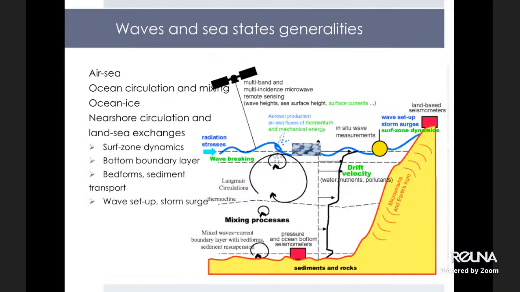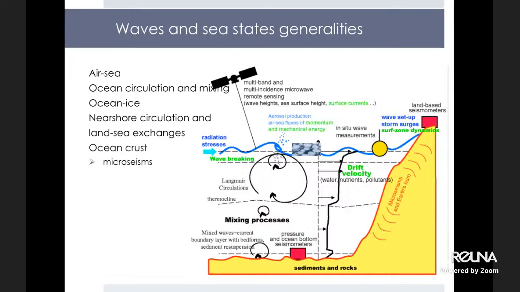When we come closer to the coastal zone and to the near shore, there are obviously very strong interactions between waves and the circulation. Waves start to feel the bottom, and also they can break eventually. So they really drive the surf zone dynamics. They have an influence on the bottom boundary layer and on the sediment transport. And you will have a talk tomorrow about that in more detail. And they can induce setup and storm surge.